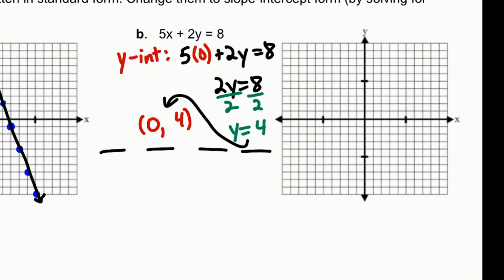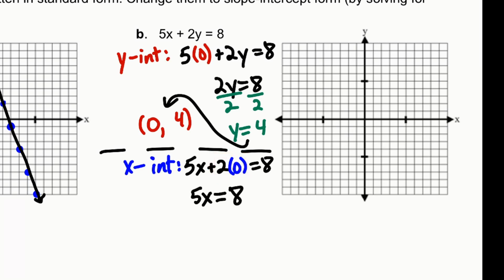Now I need to find the x-intercept. And the way that I do that is by plugging in 0 for y. So I have 5x plus 2 times 0 equals 8. 2 times 0 is 0, so I have 5x equals 8. Now I'm going to divide by 5 to isolate my x, and I get x equals 8/5, which is 1 3/5, or 1.6.